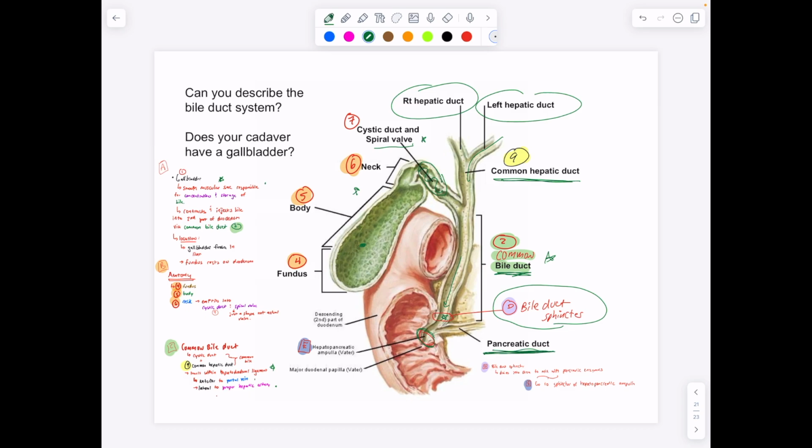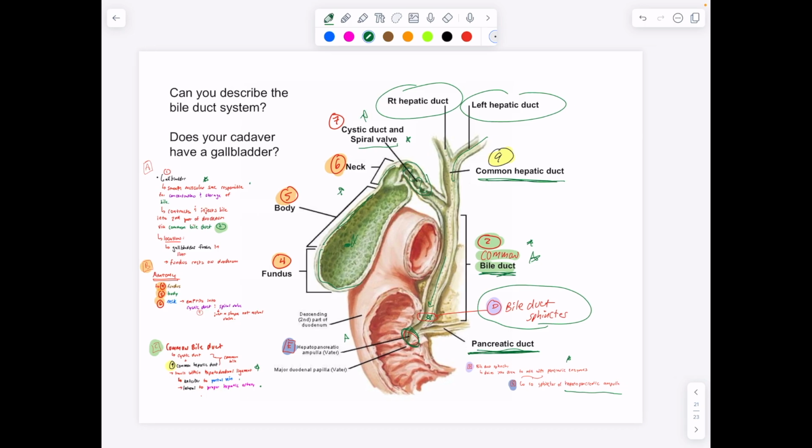But you have another sphincter right here, which is the sphincter of the hepatopancreatic ampulla. And you'll have mixing of the pancreatic enzymes and the bile from the gallbladder. All right, on the anatomy of the gallbladder, you have the fundus here at the bottom, you have the body, and then you have the neck, which is connected to the cystic duct overall. All right, good job. Moving on, almost done.